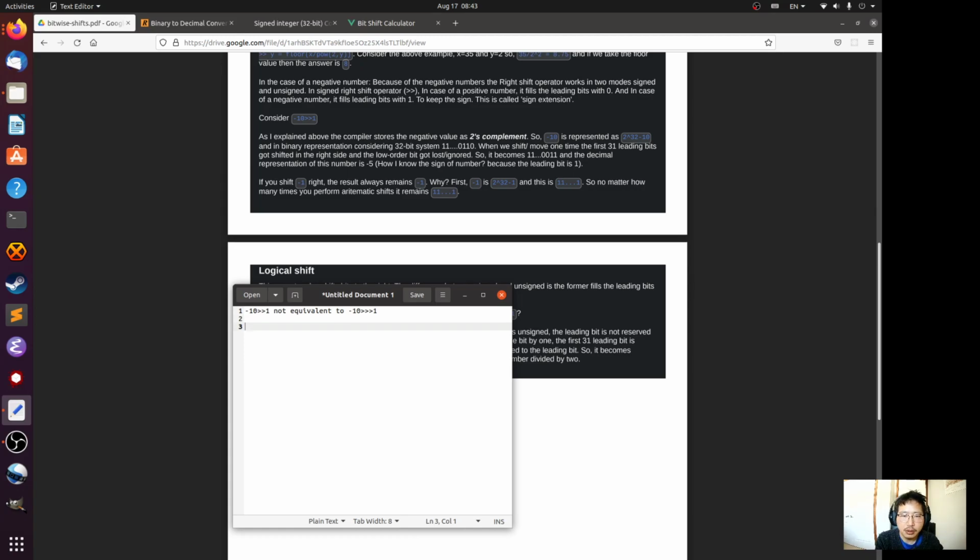So I explained above that if a 32-bit number is negative, it's stored using the 2's complement. Anyway, the minus 10 is actually equal to 2 to the power of 32 minus 10. So in general, if you have a negative number that is encoded by 2's complement, it's equal to 2 to the power of 32 minus the number.